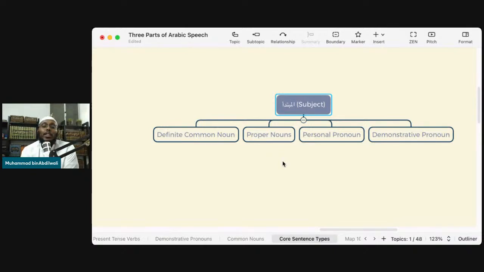You said to me a red car. I said to you, which red car? Which red car? Right? Type. So that's what you need to know. Okay, so step one is done. We are halfway through creating a sentence because we have the mubtada.